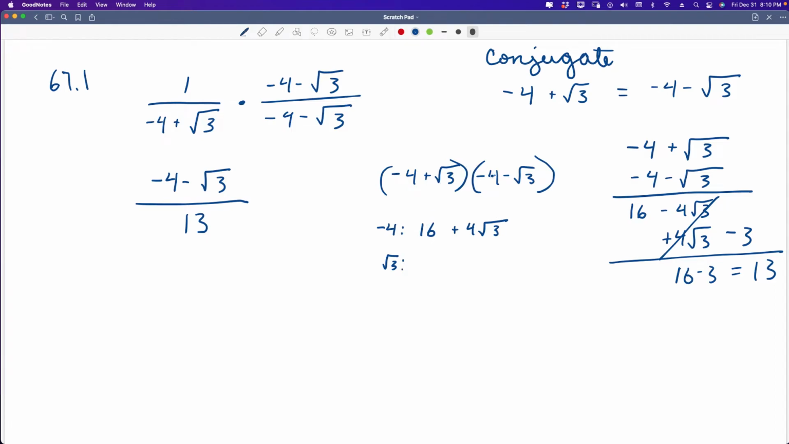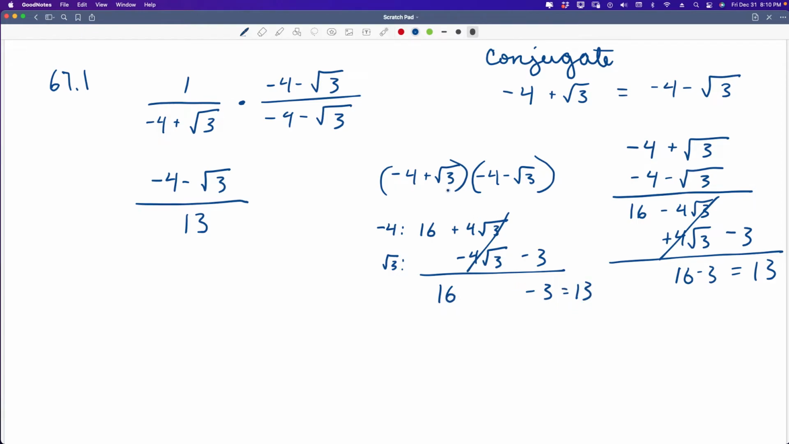Positive square root of 3 times negative 4 is negative 4 times the square root of 3. Positive square root of 3 times negative square root of 3 is negative 3. These cancel. 16 minus 3 is still 13.